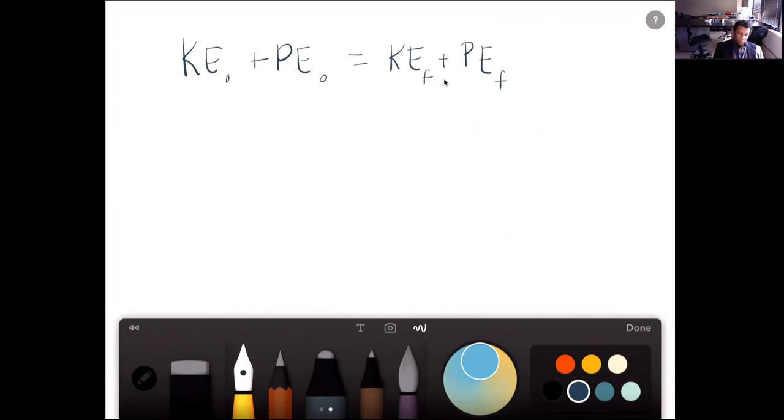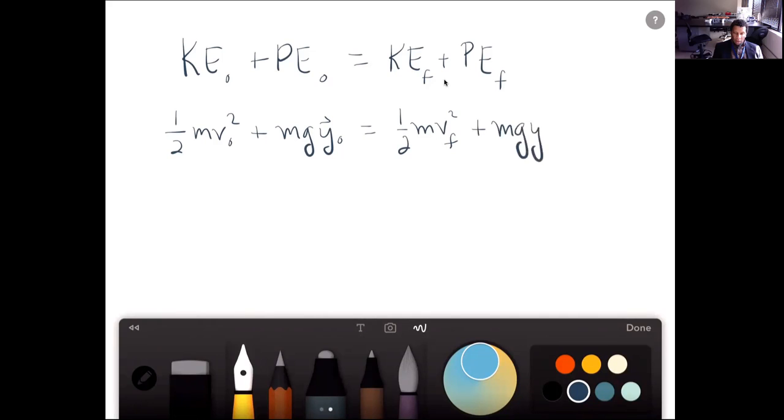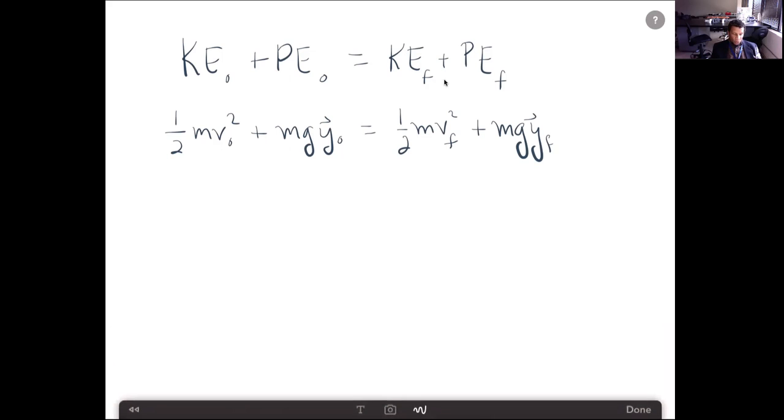So how is that going to ultimately look? That's going to look like this. 1/2 mass times the initial velocity squared plus mg y initial equals 1/2 mass times the final velocity squared plus mg y final. So we're utilizing the conservation of energy. And in this particular case, we want it for a reason.